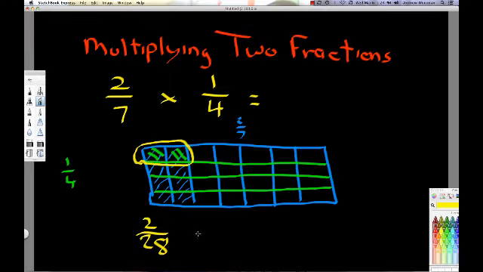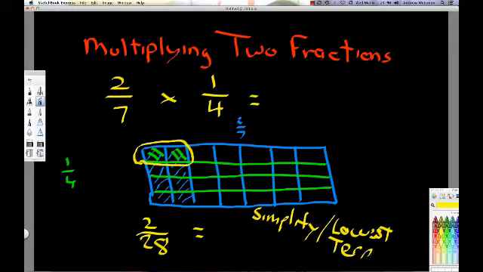What I do notice is that I can simplify this. And we always have to simplify or bring it to lowest terms. When you see that in books, it means the same thing. And so I know that 2 goes into each number, so I'm going to divide top and bottom by 2. 2 divided by 2 is 1. 28 divided by 2 is 14. And this is our final answer, 1/14. So that's what this looks like visually.